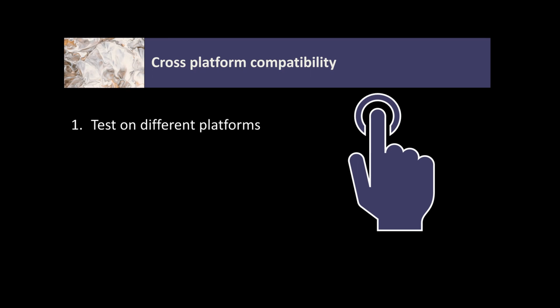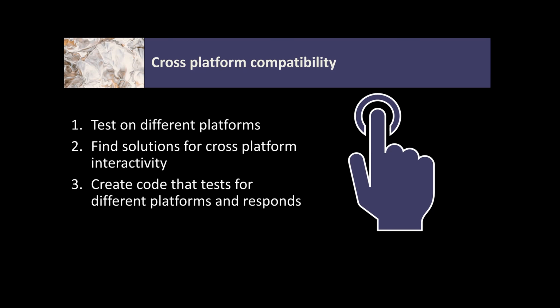So what you want to do in order to evaluate this is first test your program on different platforms, then find solutions for the cross-platform interactivity that you're trying to create, and then create code that tests for different platforms and has some kind of response. So those are the 3 tasks that you need to do.